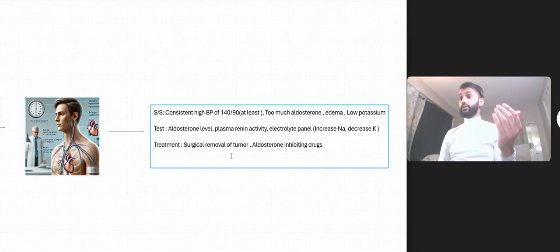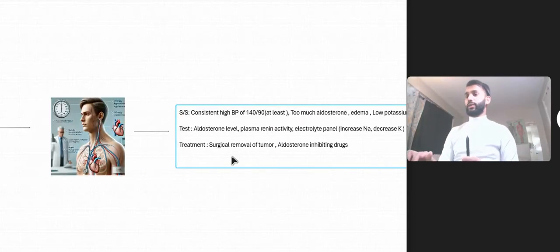For treatment, we can have surgical removal, but first we'll try aldosterone inhibiting drugs. We always want to go from least invasive to most invasive. So let's try the aldosterone inhibiting drugs. If it works, good. If not, surgical removal of the tumor is what we're going to do.